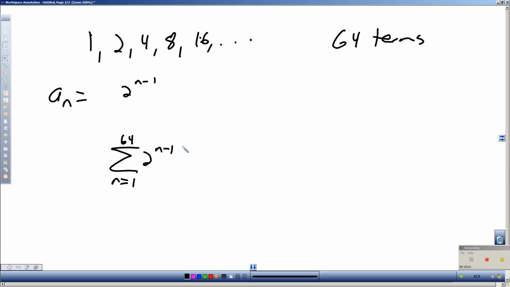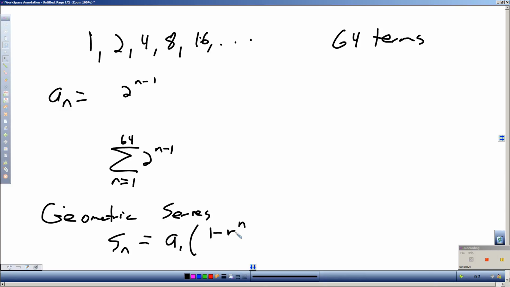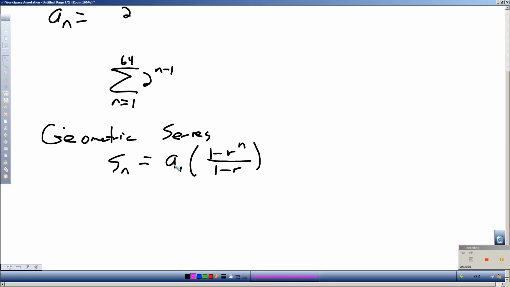Anybody want to do this by hand? Okay, so there's a nice formula for it. For a geometric sequence or series, Sn equals A1 times 1 minus r to the n over 1 minus r. So what is the first term of the sequence? 1. So we have S64 equals 1 times 1 minus, what is 2 to the 64?